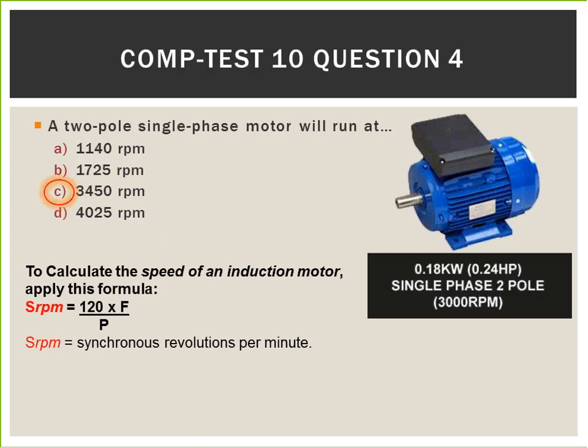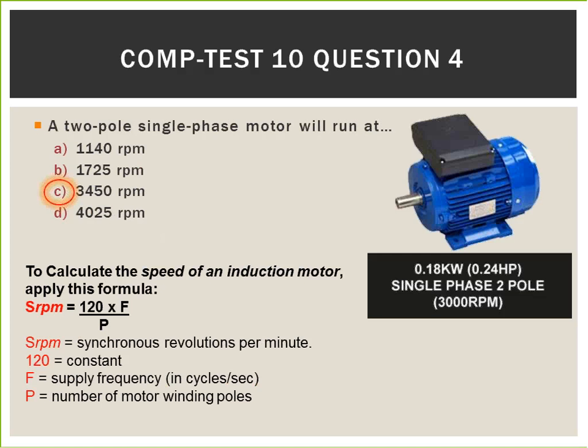Answer C is the best answer here, and it is calculated using the formula now shown on the screen. We know that the voltage is 120 volts, the frequency is 60 hertz, and the number of motor winding poles is 2, giving us answer C as the best choice.